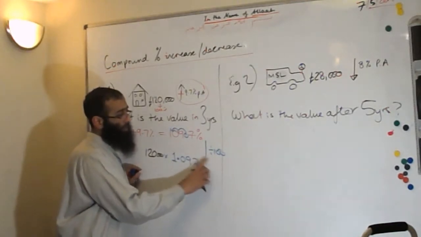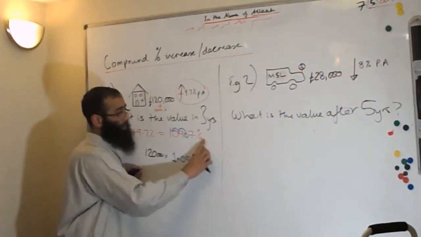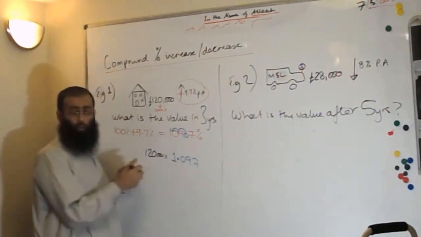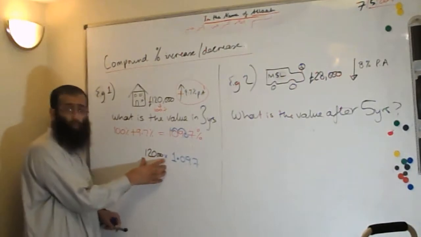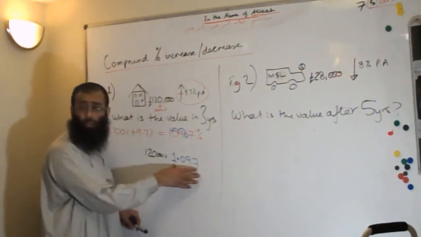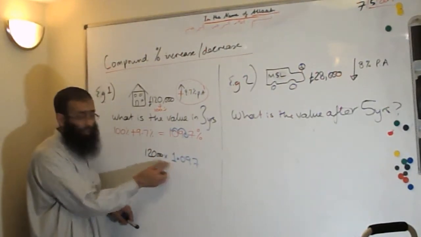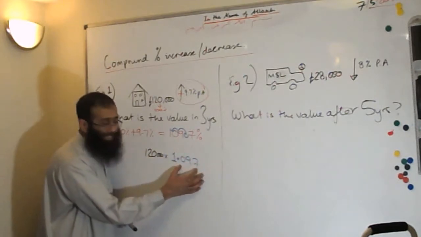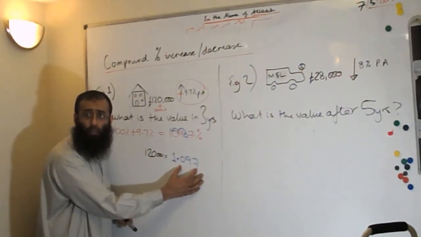Let's go to this for the moment. I need to get some space here. If you look over here, 120,000 times this multiplier: the 1 means the original value will come back out in the answer, and that will give me the extra 9.7%. Are you happy with all that?